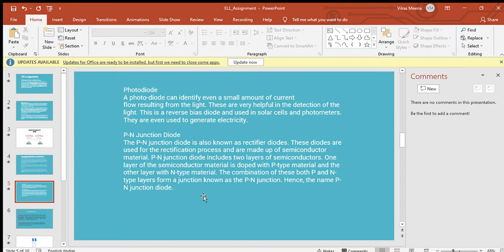Now coming to the PN junction diode. PN junction diode is also known as rectifier diodes. These are used for rectification purposes. It is called a PN junction diode because the P side is doped with P type material, and the N side is doped with N type material, and therefore a PN junction is made. That's why they are called PN junction diodes.